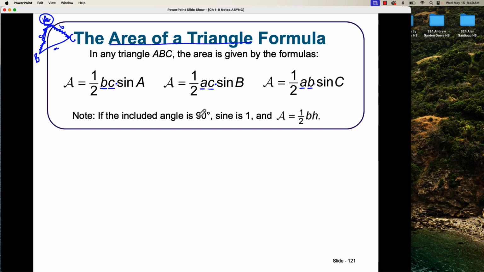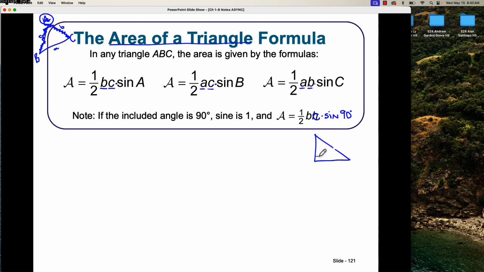If the included angle is 90 degrees, sine is 1, and we get our area equals 1/2 base times height. Let me elaborate. Let's make it the first one here, okay? So if we make this B, and this C, and we multiply that by sine of 90 degrees, that means that we are working with a right triangle. It would look like this.